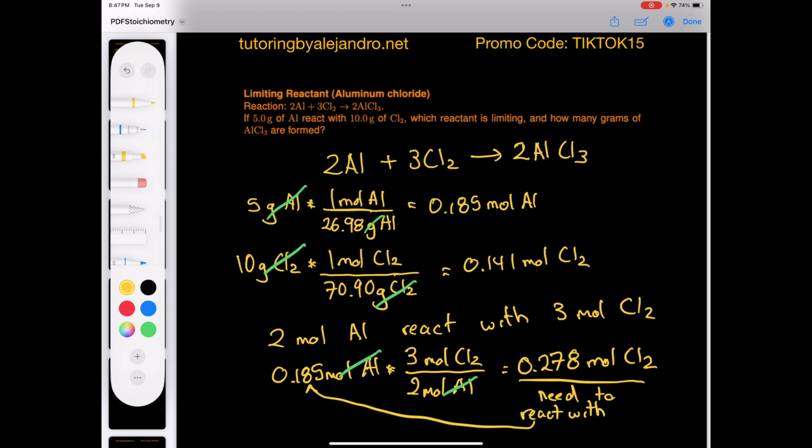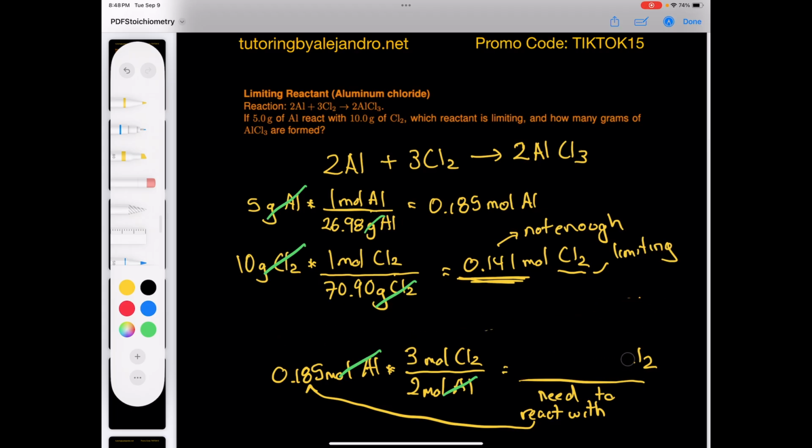0.185 moles of aluminum. But we have 0.141, which means it's not enough, right? It's not enough to react with the 0.185 moles of aluminum. So that means that this guy here, the Cl2, is the limiting reactant. And since it's the limiting reactant, we're going to base our future calculations on Cl2, okay?